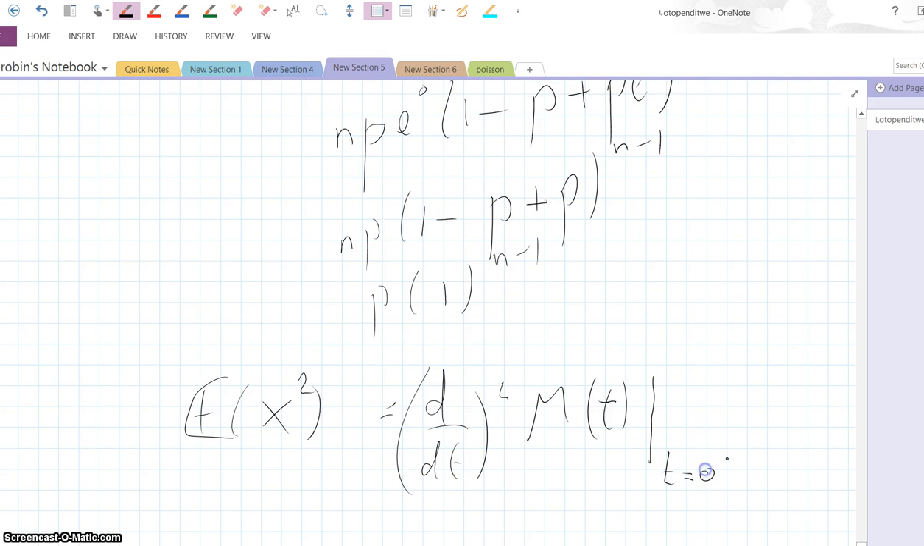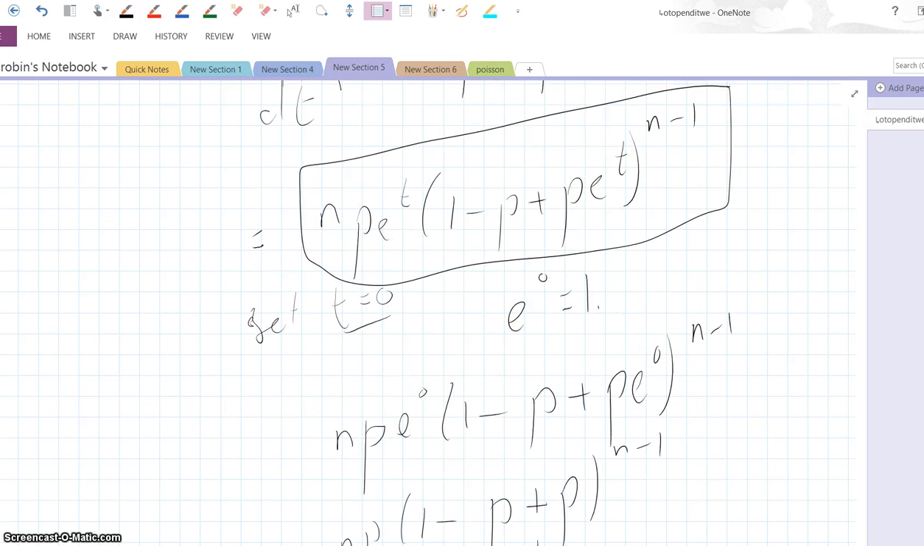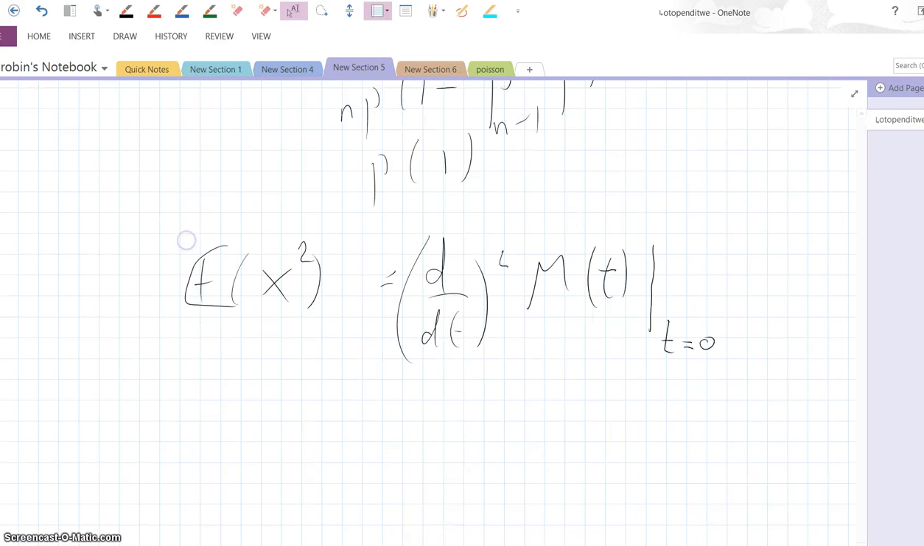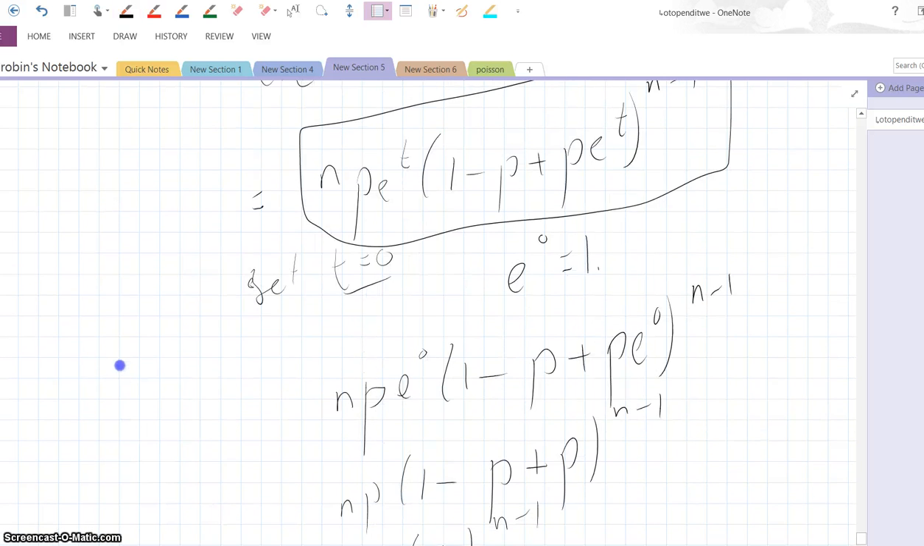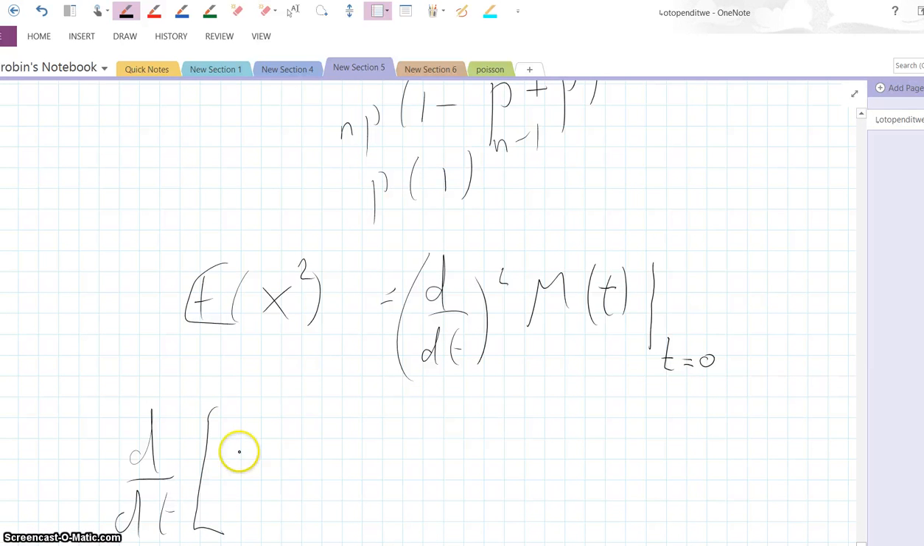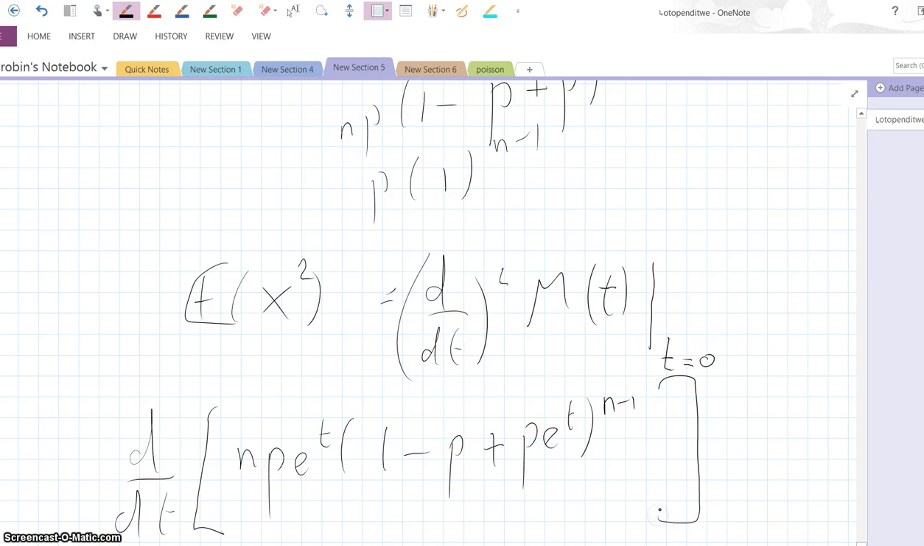There we go. So I've already differentiated it once, which is this formula here. So I'm going to differentiate it again. So it's d by dt of that thing there. See if I can remember it. np e to the t, np e to the t (1 minus p plus p e to the t) all to the power n minus 1. And then close these brackets off here.